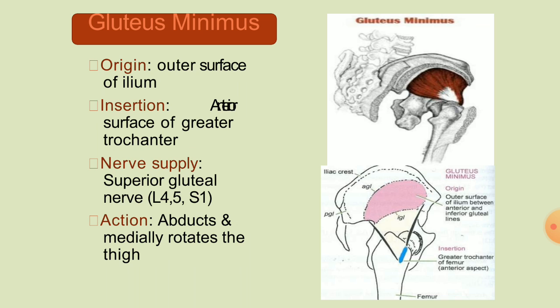Then the gluteus minimus. Origin is from the outer surface of the ilium. Insertion is on the anterior aspect of the greater trochanter. Nerve supply is by the superior gluteal nerve. Action: abduction and medial rotation of the thigh.